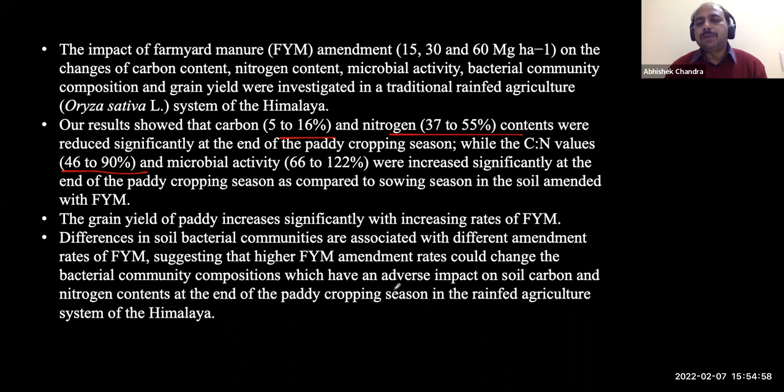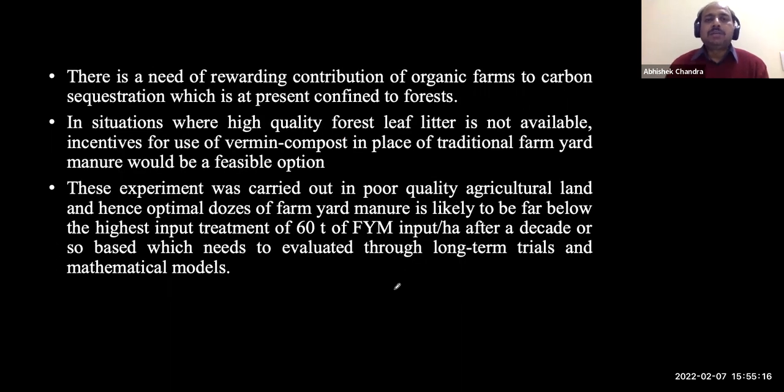The grain yield in the paddy field also depends on the rate of farmyard manure. Different cropping patterns affect the soil organic and nitrogen content. At the end of the paddy season, rain-fed agriculture is already increasing. So what will happen in a situation where high quality forest leaf litter is not available? We are increasing the use of vermicomposting in place of the traditional farmyard manure. We introduced vermicomposting in place of the traditional farmyard manure on the basis of feasibility options.